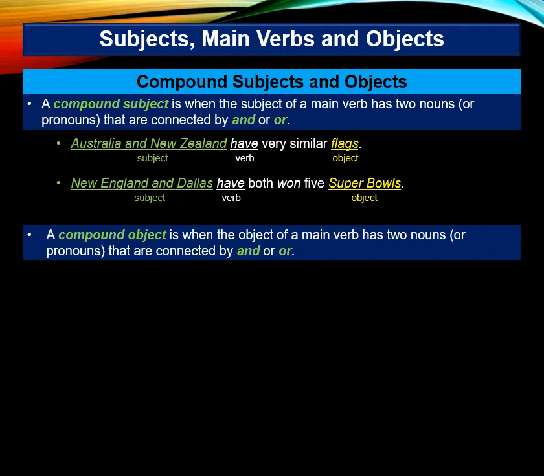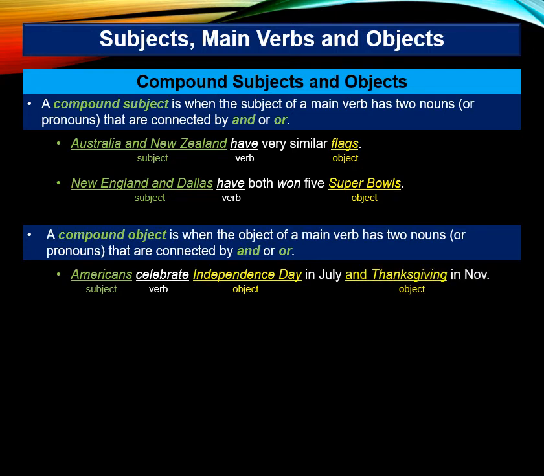A compound object is when the object of the main verb has 2 nouns or pronouns that are connected by and or or. Americans celebrate Independence Day in July and Thanksgiving in November. Notice that there's one verb, celebrate, with two objects, Independence Day and Thanksgiving.